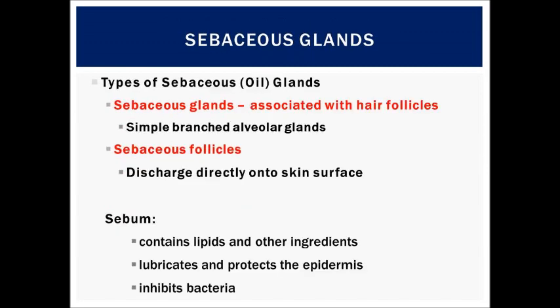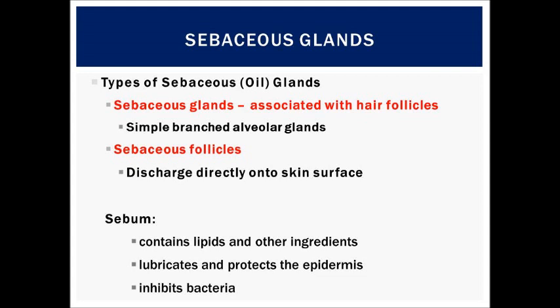Let's look into the types of sebaceous glands. First, sebaceous glands that are associated with hair follicles. It is a simple branched alveolar gland. Second, sebaceous follicles, which secrete directly onto the skin surface without being attached to the hair follicle.